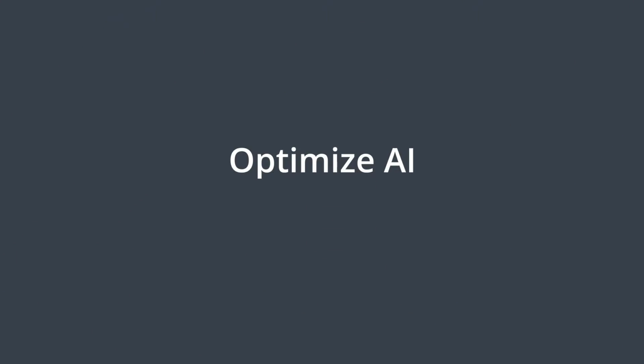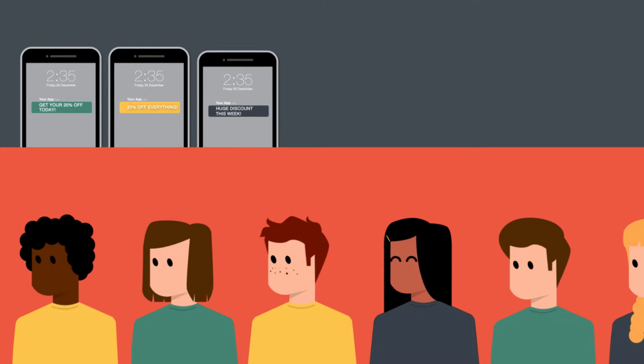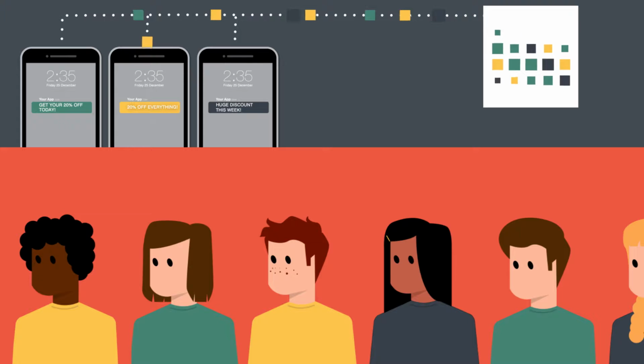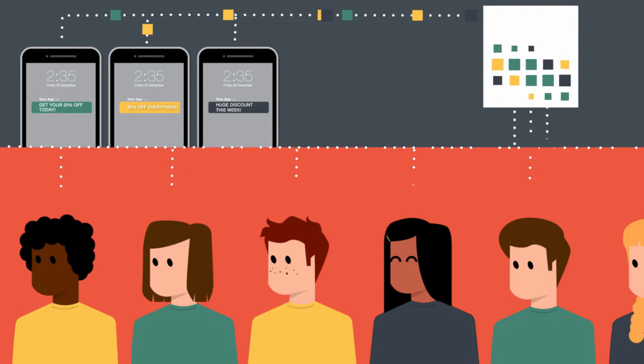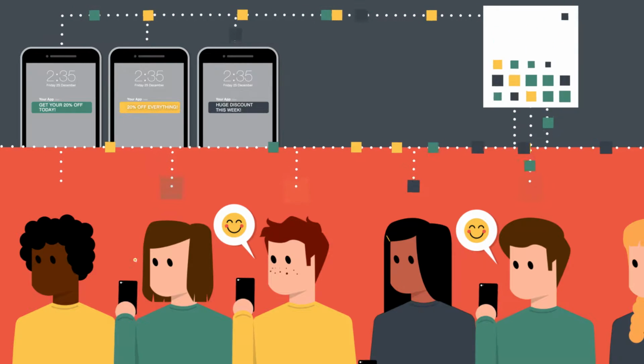Introducing Optimized AI, A-B Test with Intelligence. FollowAnalytics rewrites the rules of mobile engagement. Powered by sophisticated machine learning, it predicts the response of each user to every variant of your message and sends them the fittest one automatically.